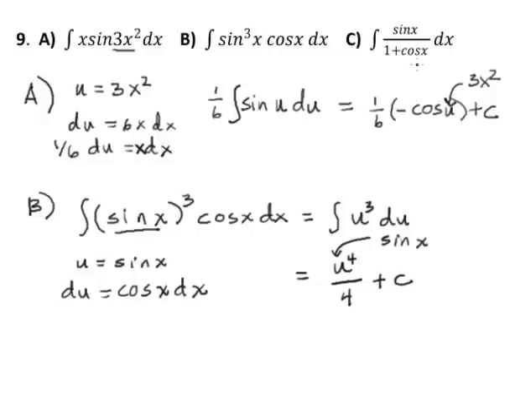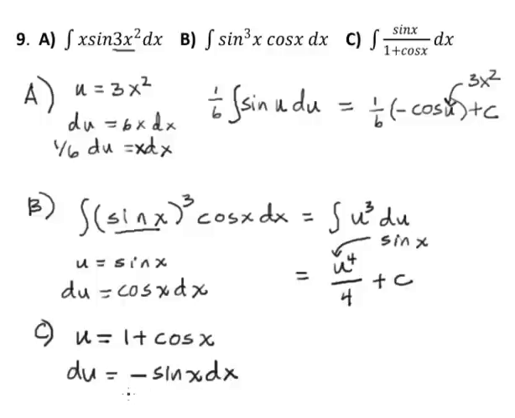C is a simple case of the derivative of the denominator sitting in the numerator without a minus sign. So this is going to be a log. In fact, what we're doing here is we're putting u equal to the entire denominator, 1 plus cos x. And so du is minus sine x dx. So minus du is sine x dx, which is what we have.